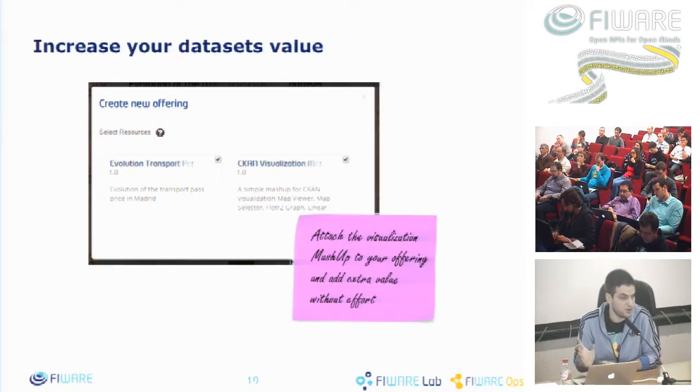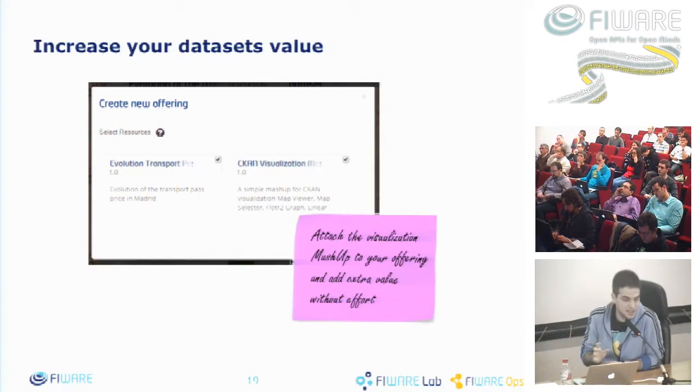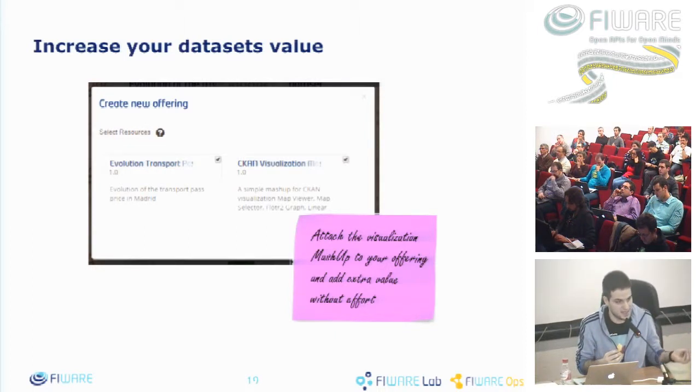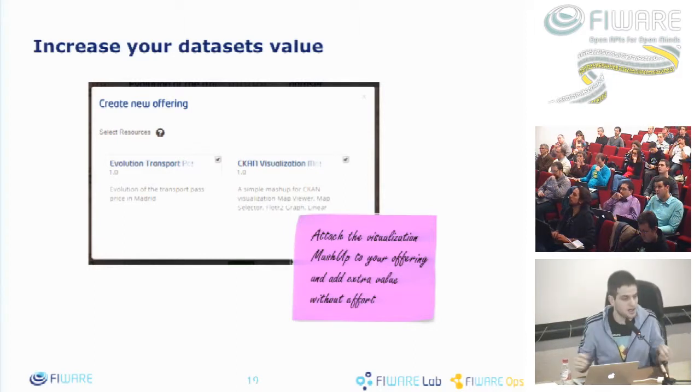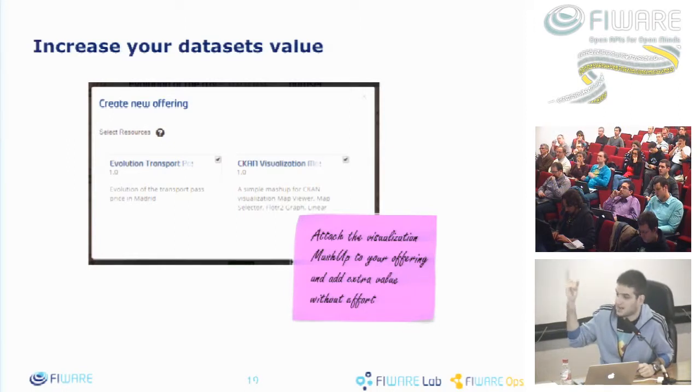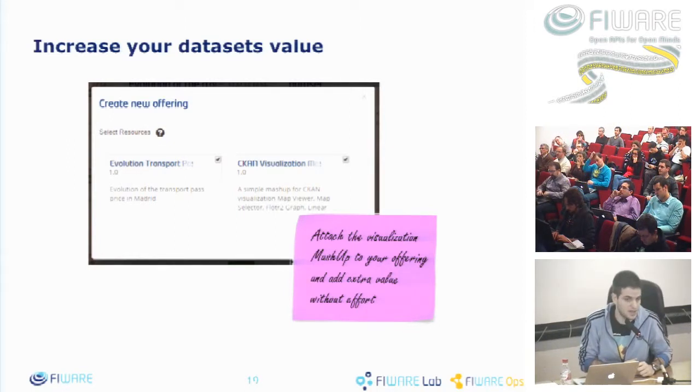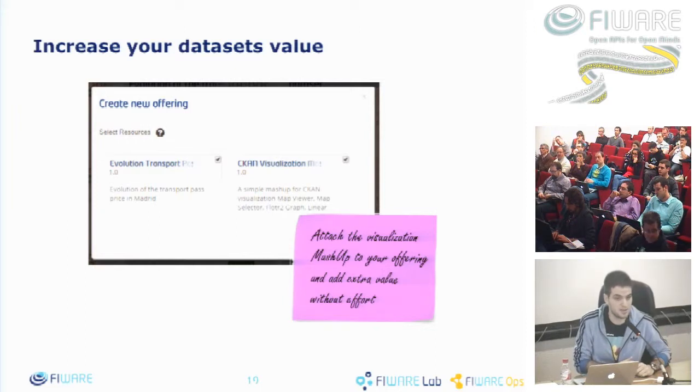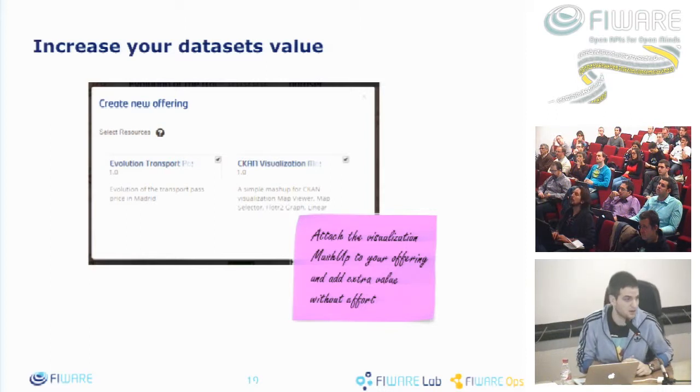So publishing this type of offering, which contains both the dataset and the mashup, is more difficult than publishing just the data, but it's not very complex. As can be seen, when we are creating the offering in the store, we just have to select the dataset and also the mashup. This is something that we are going to do in the labs. I don't know if some of you are attending, but this is one of the exercises that you are going to do in the lab. So if you want to know how to do it, you can do it.